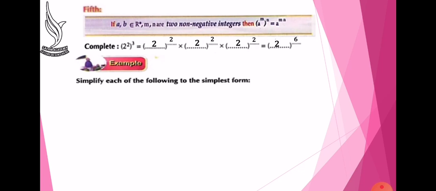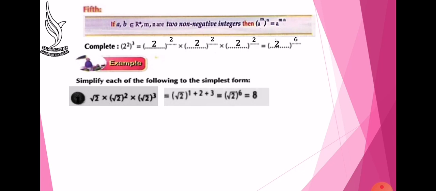For example, simplify each of the following to the simplest form. Number 1, root 2 times root 2^2 times root 2^3. Root 2 is the same base, so we add the power. Equals root 2^(1+2+3), which is root 2^6 equals 8.